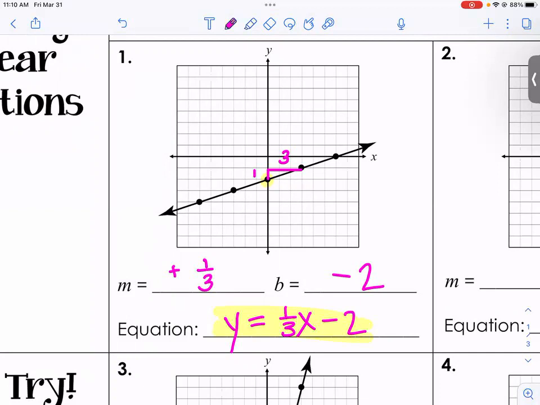Okay, so Brady, yesterday, I gave you this equation and you were supposed to graph it. Now I am giving you the graph and we're writing the equation. So we're just going backwards from what we did yesterday. Okay.